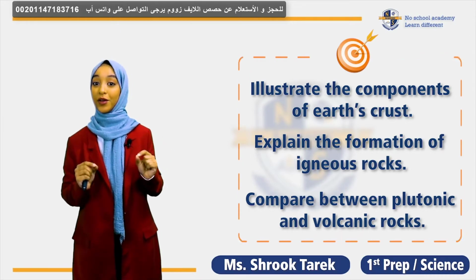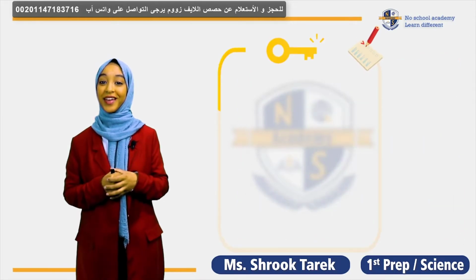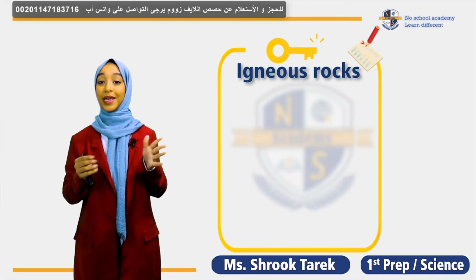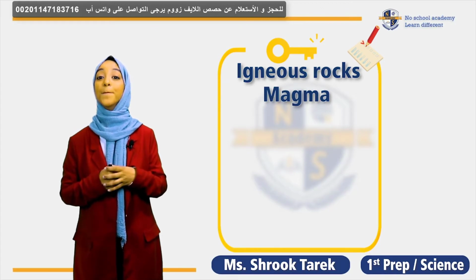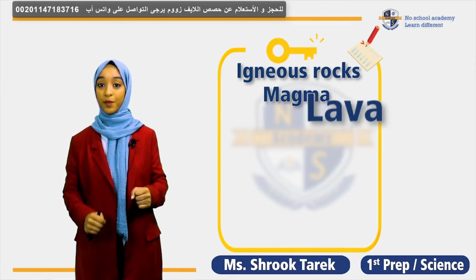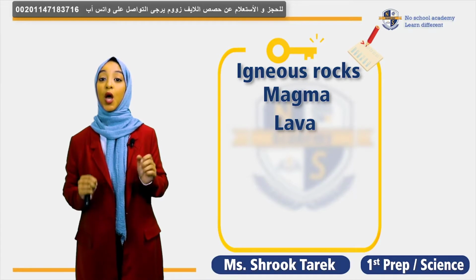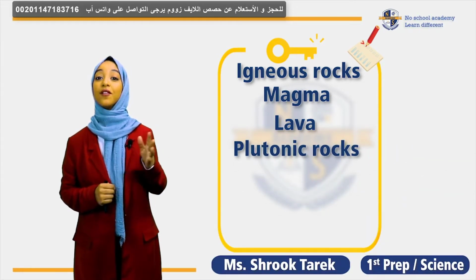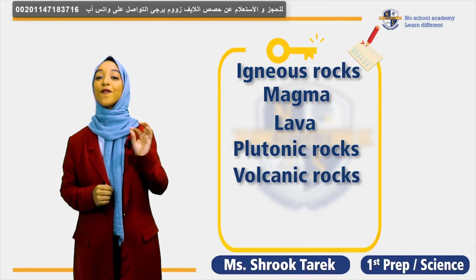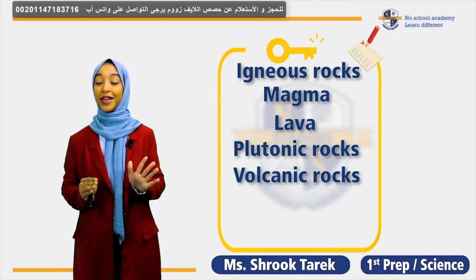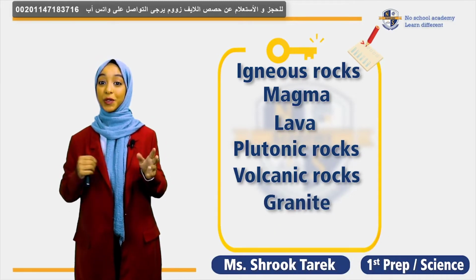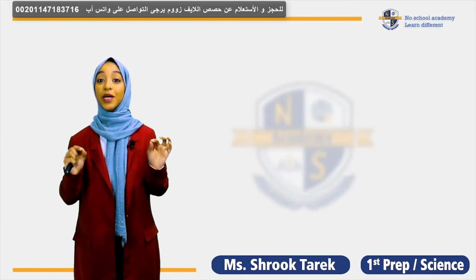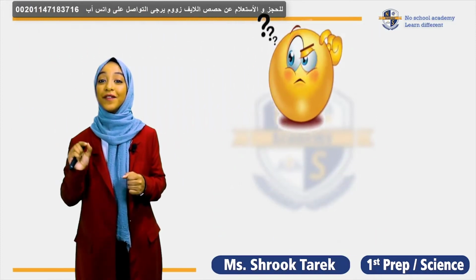طيب إيه الكيوردز اللي عندنا النهاردة؟ Repeat after me. Igneous rock. وبعد كده عندنا magma. Lava. Plutonic rock. Volcanic rock. And finally, granite and basalt. برافو عليكم. يلا بينا نكتشف ونشوف هنتكلم في ايه في الدرس النهارده.